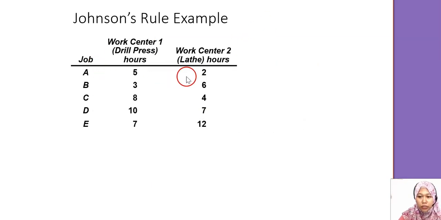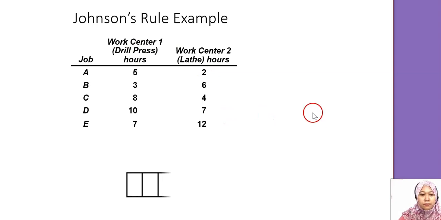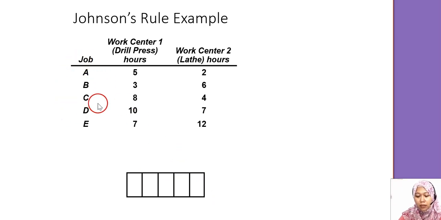Here we have 2 machines. Machine 1 is the drill press, machine 2 is the lathe machine, and we have 5 jobs: A, B, C, D, E. Job A needs to go to machine 1 and then be followed by machine 2, so we need to follow the sequence. Now we're going to do the Johnson rule sequence. Since we have 5 jobs, we have 5 sections here, and we need to know what is the best sequence.